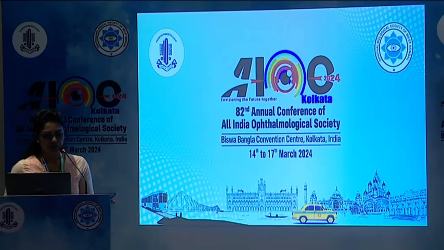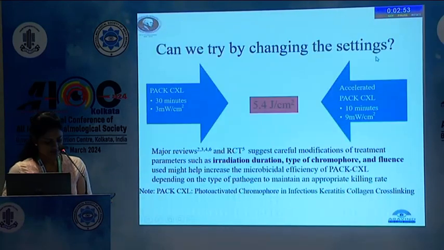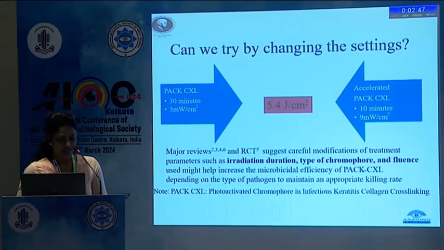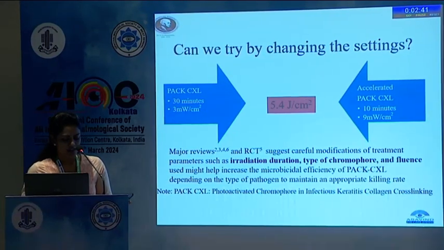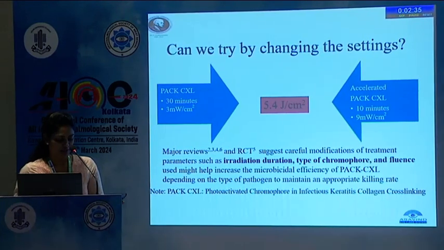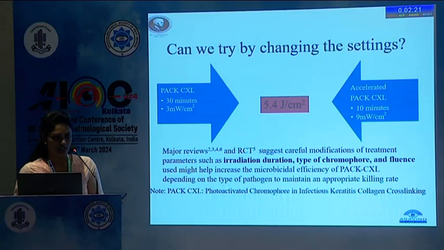Good morning. Today my talk is about the role of accelerated corneal collagen cross-linking with photoactivated chromophore in infectious keratitis. Riboflavin, when exposed to UV light, gets activated and creates crosslinks in the corneal stroma. Why this study? Recently, a growing number of studies suggest that collagen cross-linking has been proposed as a therapeutic option in handling infectious keratitis, due to its favorable effect on blocking corneal melting along with the antimicrobial properties of photoactivated riboflavin. Most studies use the Dresden protocol, which is 30 minutes at 3 milliwatts per square centimeter.